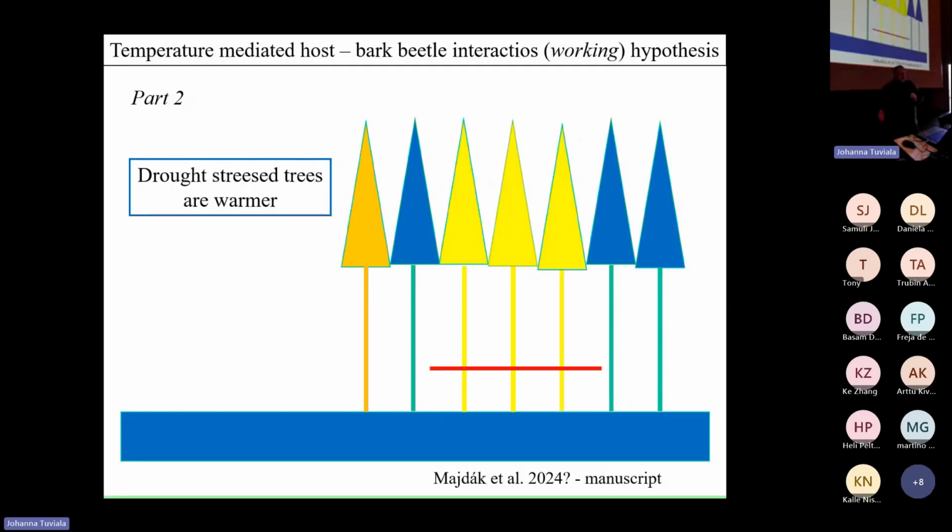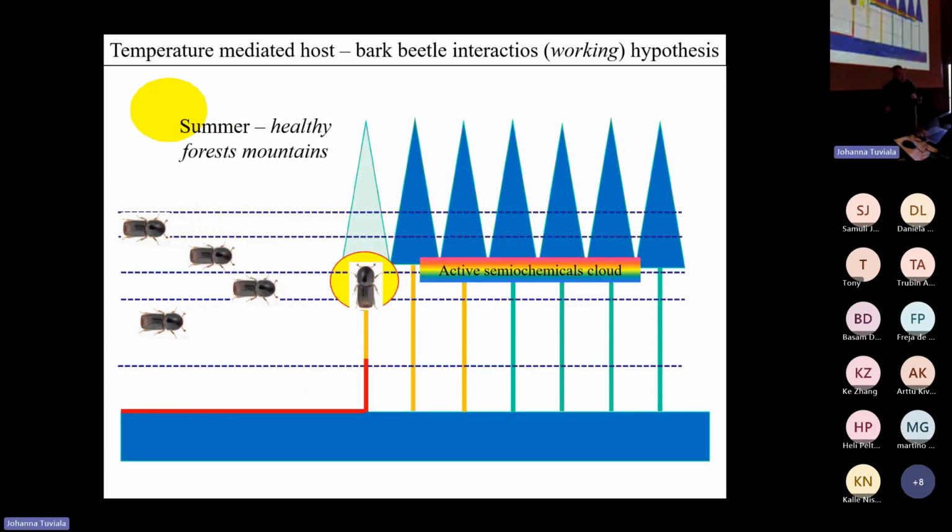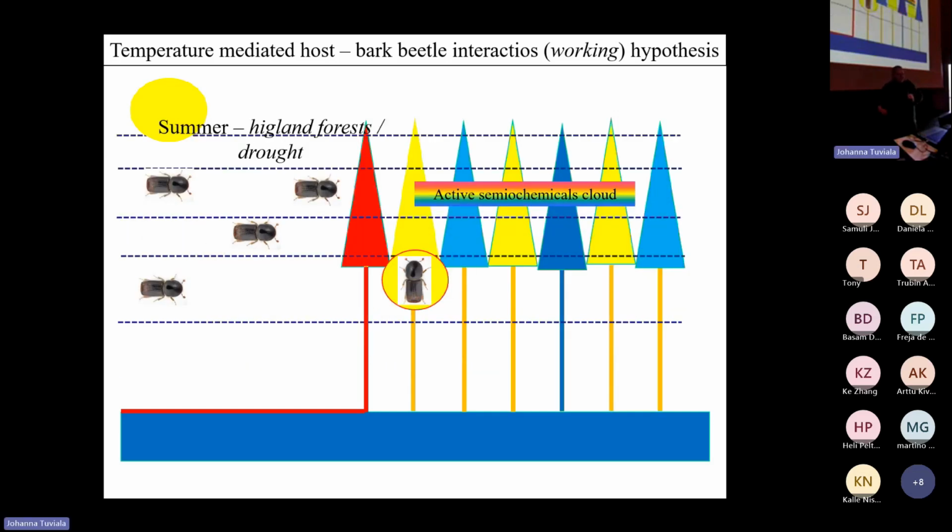When we have drought stress, trees tend to be warmer, not only on forest edges, but in the stand interior. And based on this stress and temperatures, we have bark beetle attack. Basically, we have a hypothesis that in spring, beetles attack trees on forest edges and from the bases. Then in summer, in healthy stands, beetles tend to attack trees on forest edges, but higher on the trunk because the base of the tree is warm. And in a very hot summer or in lowland, beetles don't attack trees on forest edges, and they attack the stand interior.